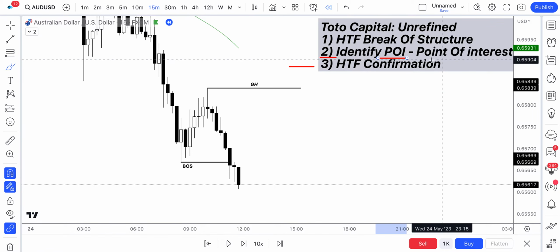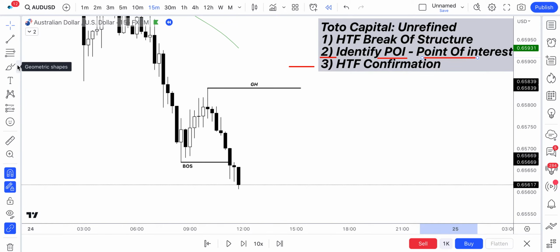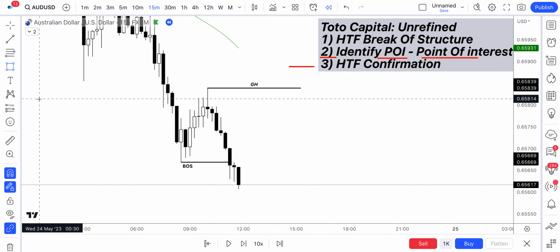And then we can mark on number 2, which is to identify our POI, our point of interest. And simply, this is the area where institutions may be looking to short this market. Okay, it's not guaranteed, but if we use the signs that we're looking at, number 3, therefore we start to build a very strong sell bias case.